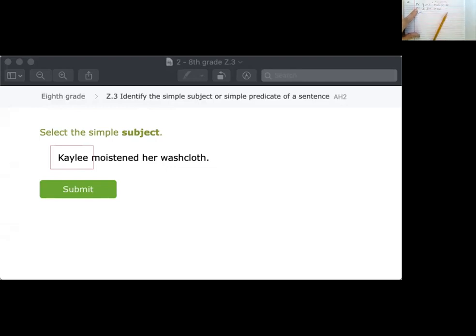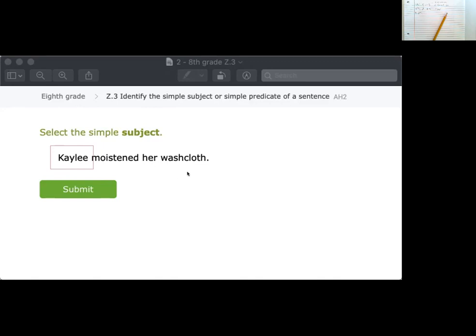Okay, so here's an example from the 8th grade one, Z.3. It says, select the simple subject. Kaylee moistened her washcloth. So you just have to put your cursor over Kaylee, and then click submit. The reason is that, in this sentence, we have 2 nouns. We have Kaylee and we have washcloth, and then we have a pronoun, which is the word her, which we know that pronouns reference a noun, okay? So we really have 3 nouns technically.